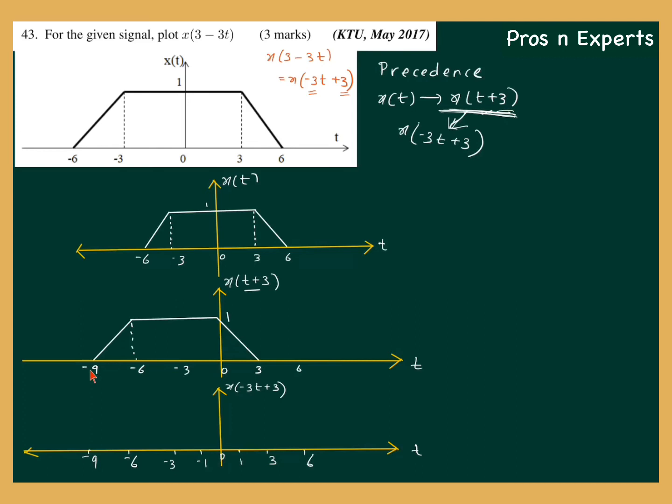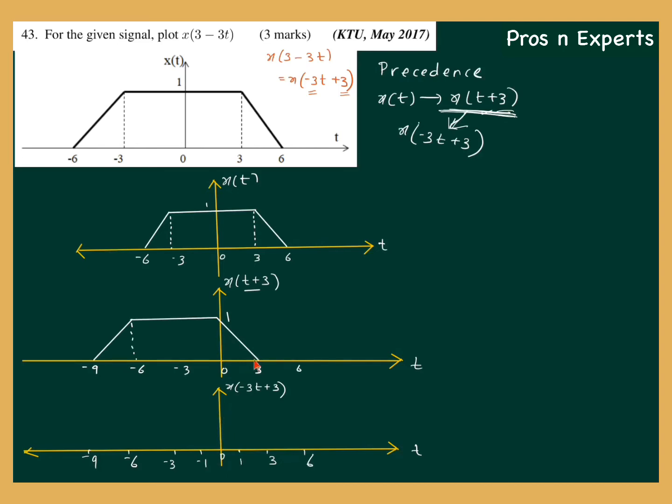So minus 9 divided by minus 3. What is minus 9 divided by minus 3? It is plus 3. So this portion as such goes to plus 3. Similarly, minus 6 divided by minus 3 will give you plus 2. So this portion will go to plus 2 here. Similarly, what happens to 0? 0 divided by minus 3 is still 0. So this amplitude will remain at 0 itself.